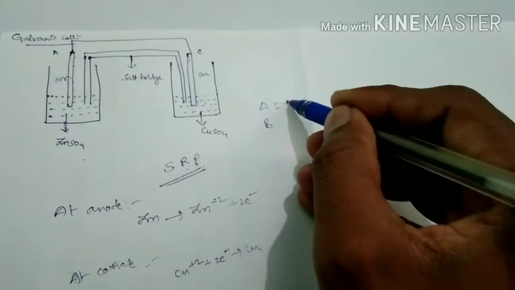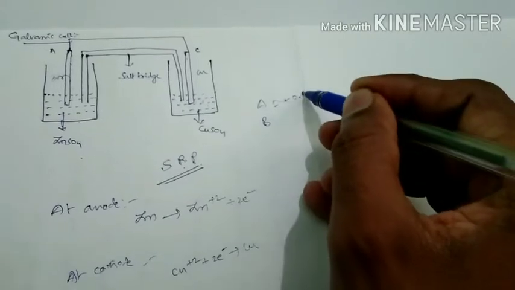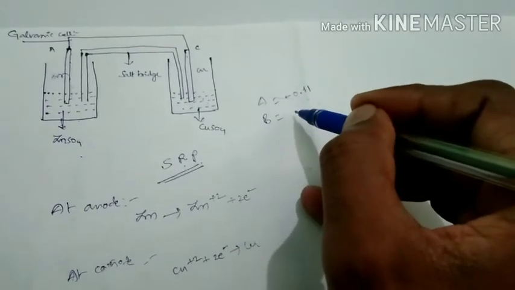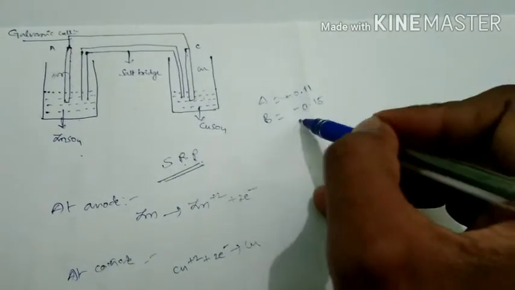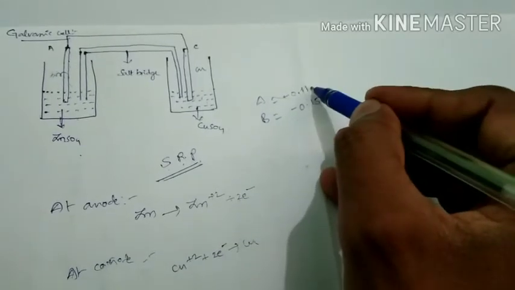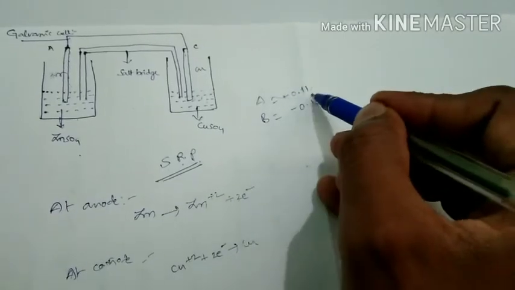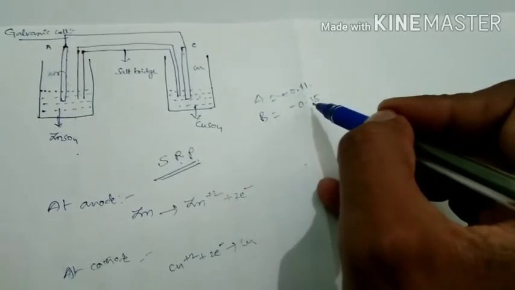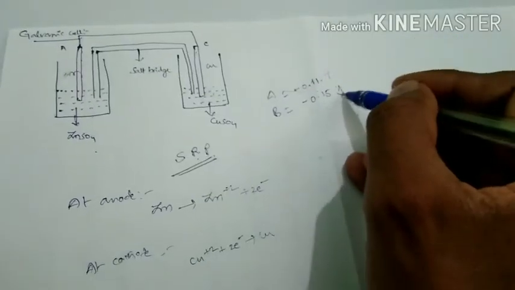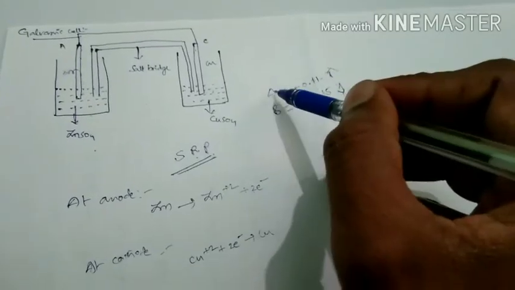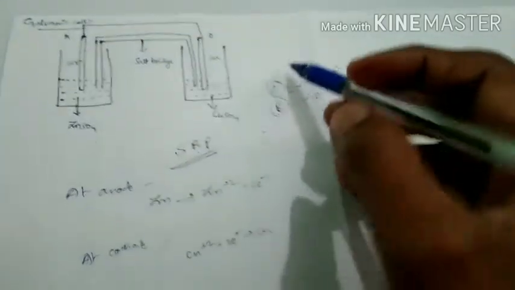Suppose the SRP of A is, let us assume, minus 0.11 and the SRP of B is minus 1.15. In these two, which is the greater value? Minus 0.11 is greater than minus 1.15, because here the negative value increases. If the negative value increases, the value decreases. So A has the more SRP value and B has the less SRP value. Then A should be connected as cathode and B should be connected as anode. So that is the procedure here.